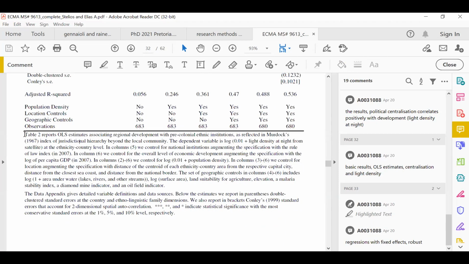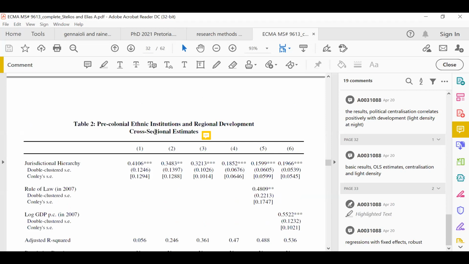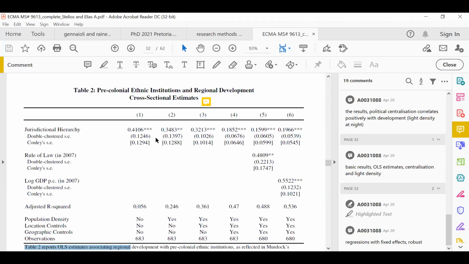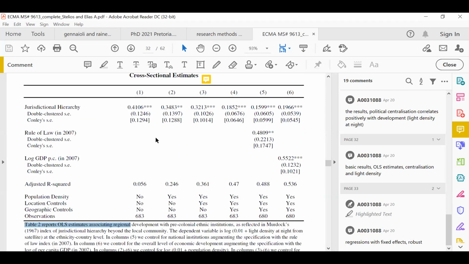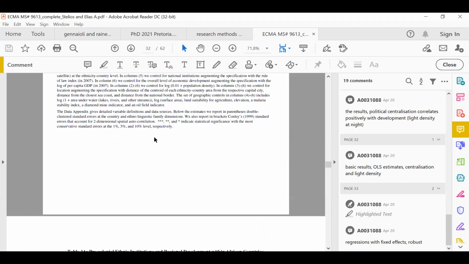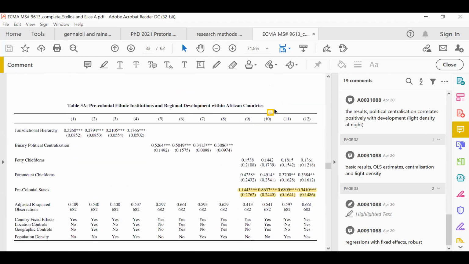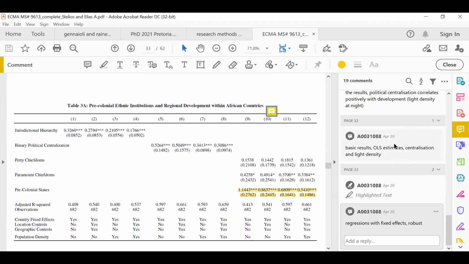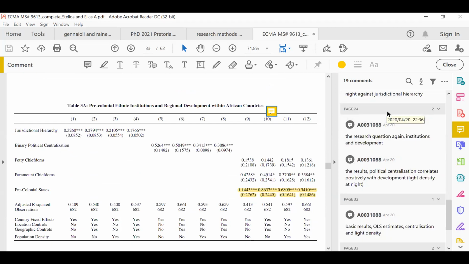Again, a very descriptive table. Table 2 reports OLS estimates. Also look at how to put a professional table together. That's how it should look. Okay. Another table there. What does it say? What is it?